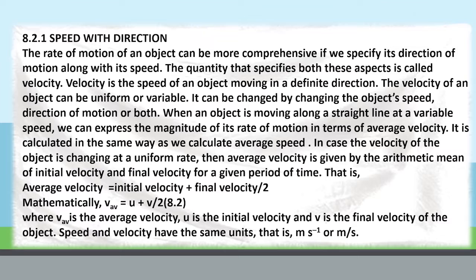In case of an object changing its velocity at a uniform rate, the average velocity is given by the arithmetic mean of initial velocity and final velocity for a given period of time. That is, initial velocity plus final velocity by 2. Mathematically, it is represented as v_av equal to (u plus v) by 2, where v_av is average velocity, u is initial velocity and v is final velocity. The unit of speed and velocity is same, that is meter per second.